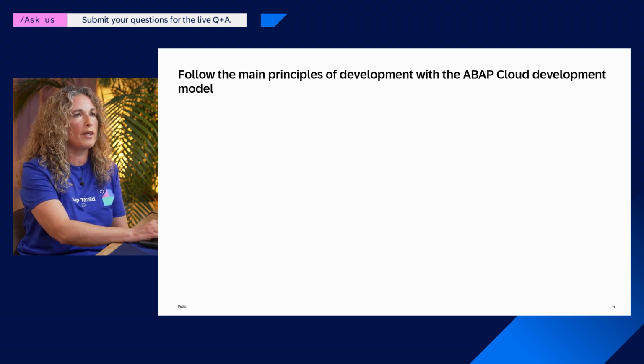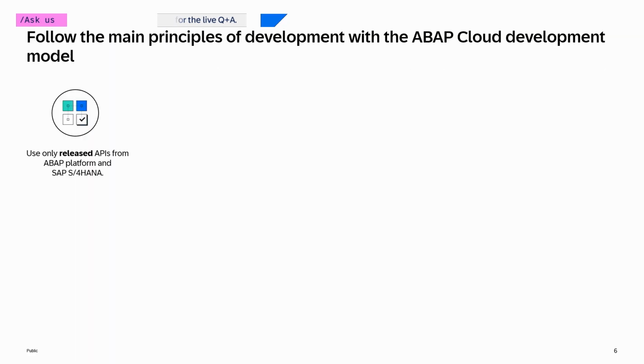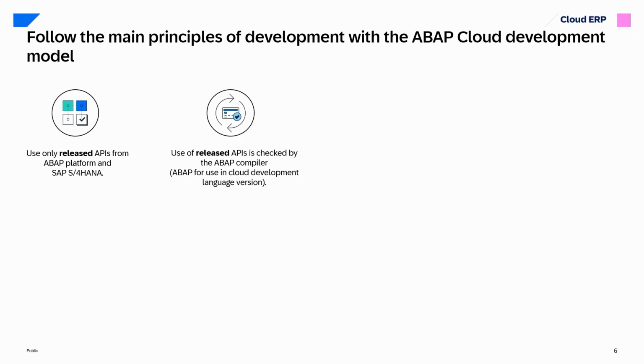So here, at one glance, are the main principles of development with the ABAP Cloud development model. You use only released APIs from ABAP platform and S/4HANA. The usage of released APIs is checked by the ABAP compiler.